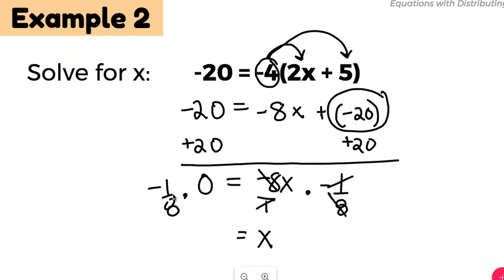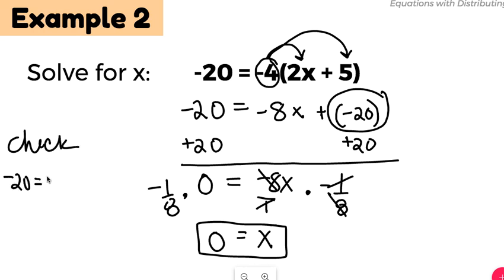And on the left, what's anything times 0? You got it, 0. It's okay to have your answer be 0. It is absolutely possible for x to equal 0 or your variable to equal 0. There's nothing wrong with that. Let's check it.